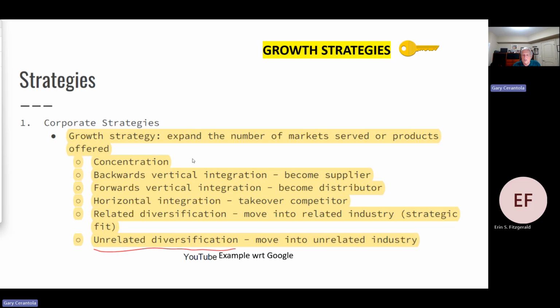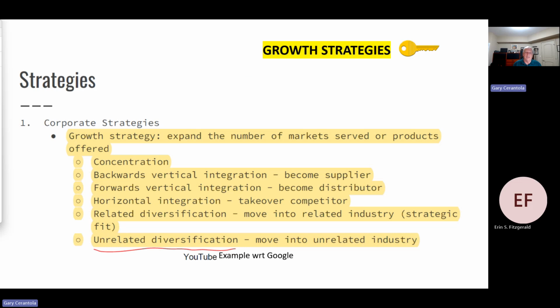Concentration is, hey, you know what? We're only going to be in the apple juice business, and we're going to be the best apple juice producer in the world. Backwards vertical integration is, okay, we want to produce apple juice, but we don't have confident supplies of apples to make that apple juice. So we're going to buy an apple orchard and start supplying apples to our business that makes apple juice.